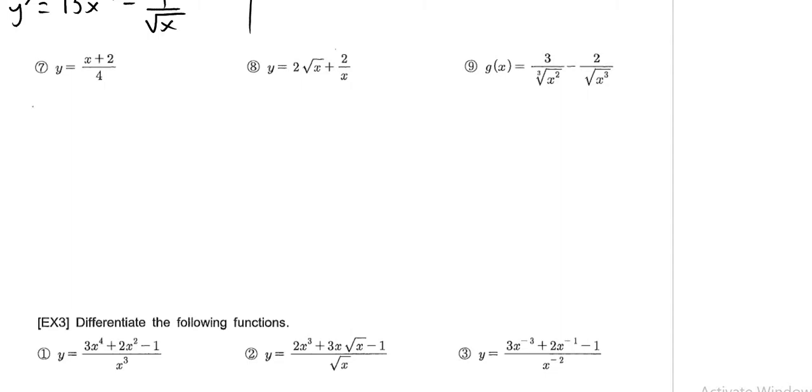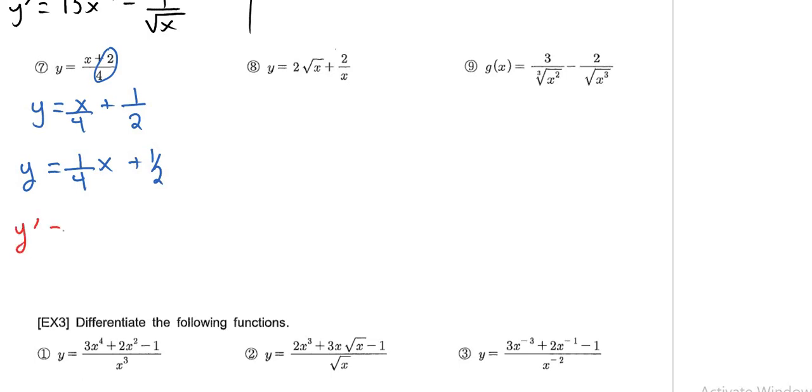So question number 7, I would rewrite this as x over 4 plus, well, 2 over 4 is 1/2. And if I want to rewrite this one more time, it's the same thing as 1 over 4 x plus 1/2. And this is like the equation y equals mx plus b, and the slope of that is just a quarter, so the derivative is 1 over 4.